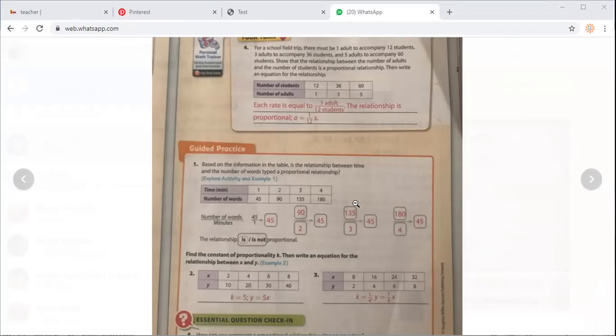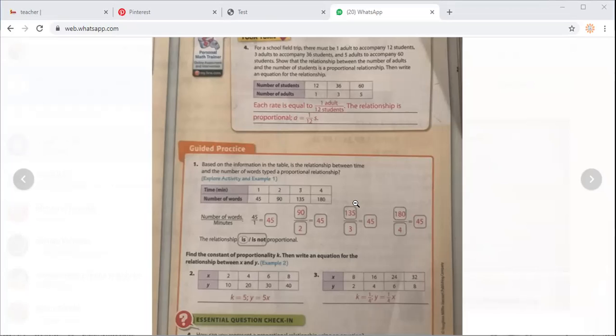45 divided by 1 equals 45. Second, 90 divided by 2. Third, 135 divided by 3. Fourth, 180 divided by 4. What do you note, my dear students? It has the same constant value, so it's proportional.